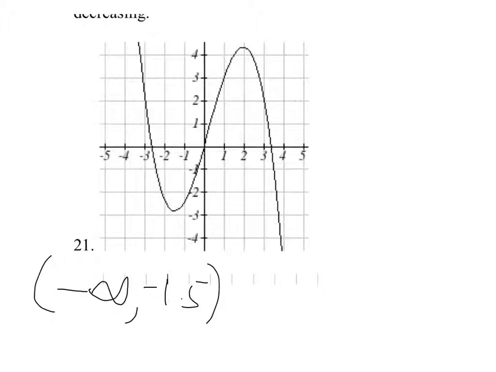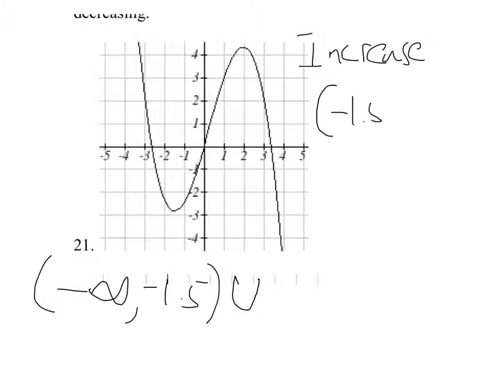And then it increases, with a new increase, from negative 1.5 to 1.9. Do you agree with that? It looks like it's on the 2, but where did it stop increasing? At 1.9? And it goes down to infinity. Yeah, you could do that.